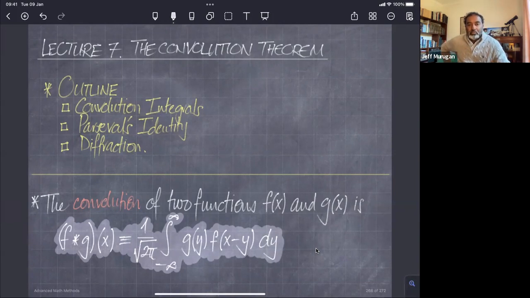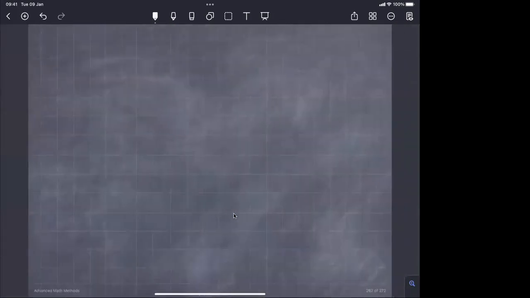And this convolution operation actually has a very interesting property with respect to the Fourier transform, which is what I want to explore now. Has everybody taken this down? Can I go to the next page? Yes? Good. All right. So let's compute then the Fourier transform of the convolution.